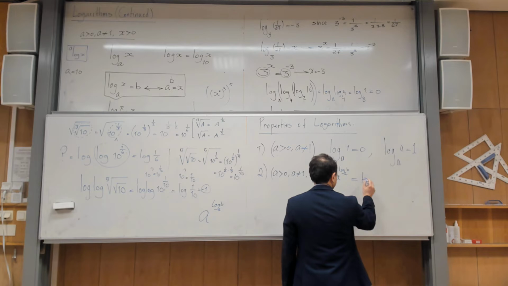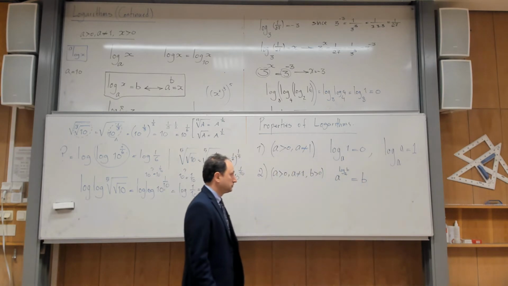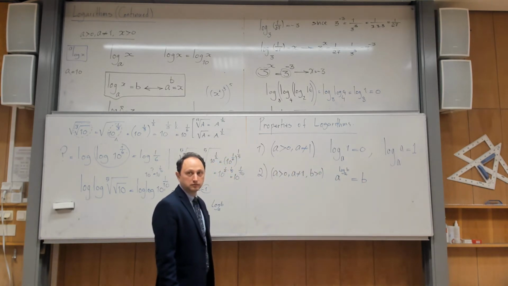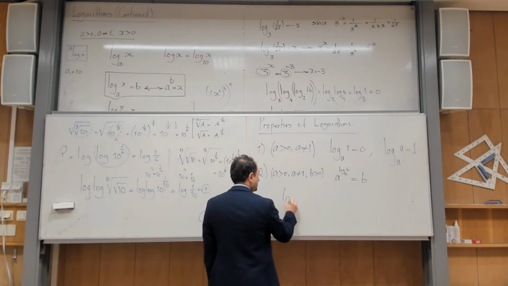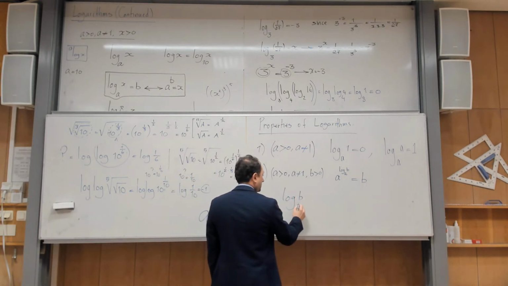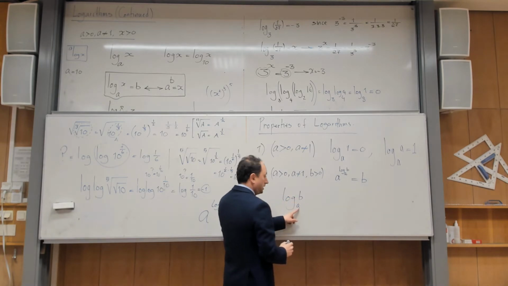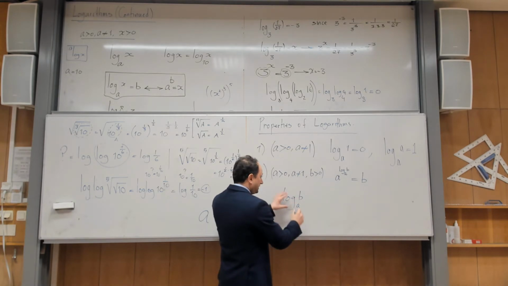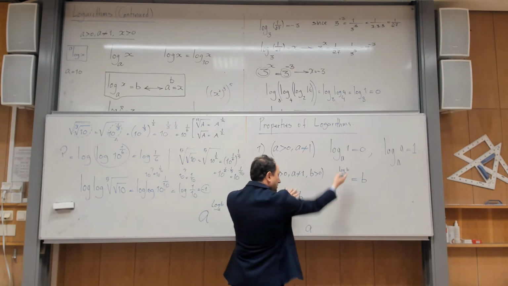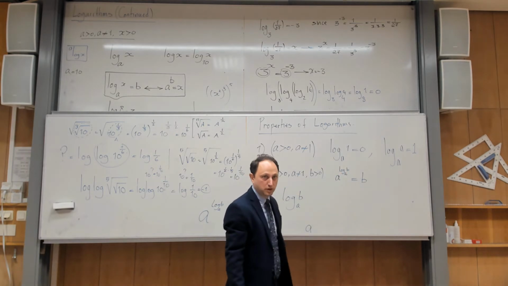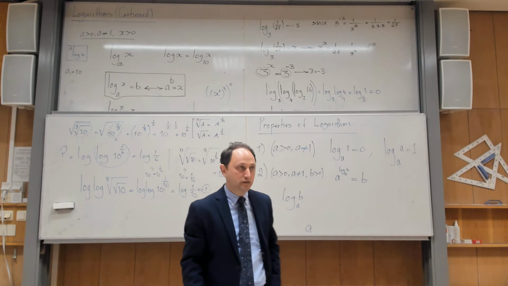Because log of b with base a is the number which, when you raise a to it, becomes b. That's exactly the same thing, and that's very simple. If I ask you what is log of b in base a, you will tell me this is the number so that when I raise a to that number, it becomes b. Now I am raising it to that number, so the answer should be b. That's just the definition of logarithm.